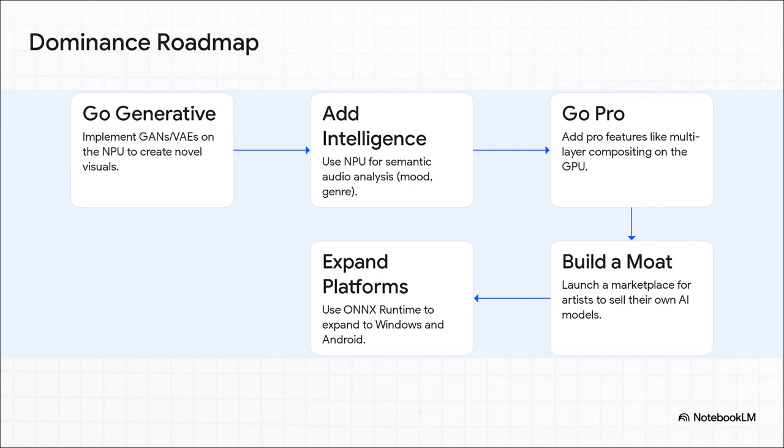First, you leapfrog them with tech. While they're busy copying your basic style transfer, you implement advanced scan models to generate completely new, mind-bending visuals. Next, you add intelligence. You start analyzing the music's mood, not just its beat. Then you go pro, adding layers and more controls. But here's the killer move. You build a moat. You launch a marketplace where other artists can upload and sell their own AI models through your app. Suddenly, you're not just a product anymore, you're a platform. And finally, with that momentum, you expand to all the other platforms you initially ignored for speed.